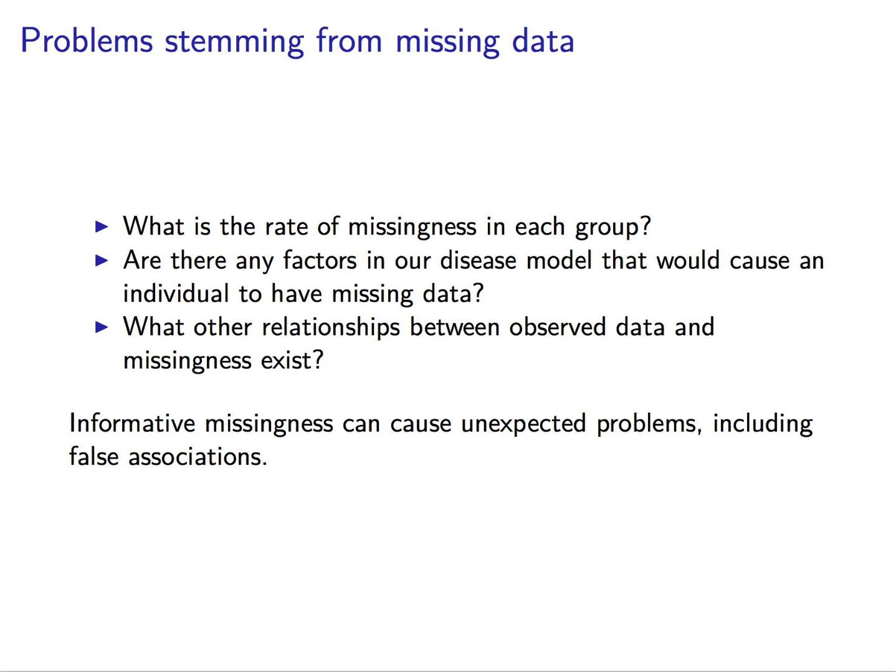So informative missingness can cause unexpected problems, including false associations. For example, in the 2016 presidential election, opinion polls predicting the outcome were dead wrong. One of the most likely causes of this is because of undecided voters, that is, likely voters with missing data. These voters, it seems, voted disproportionately for President Trump, violating our assumption that undecided voters were similar to the average American.